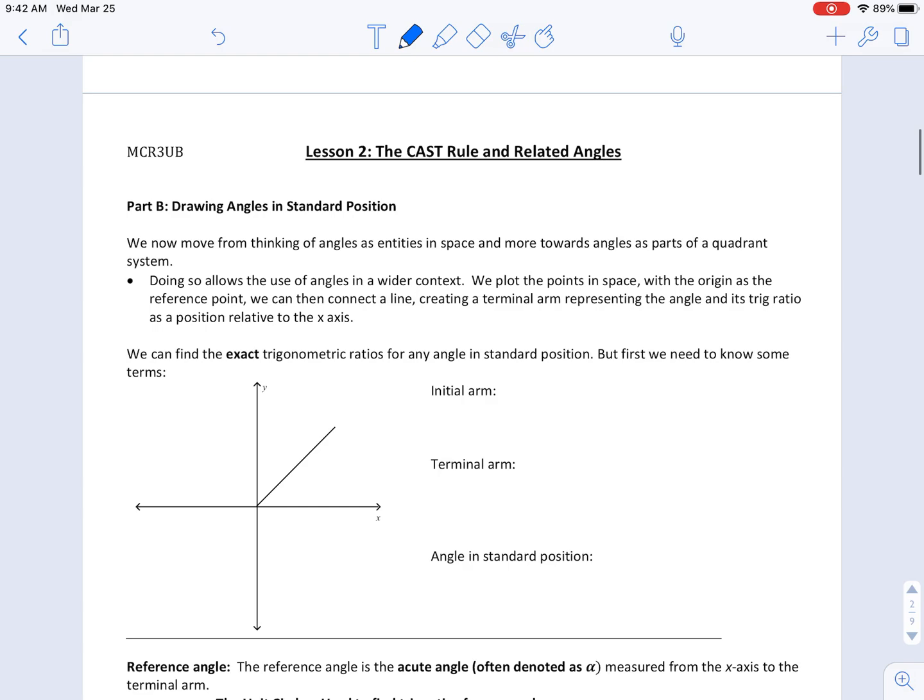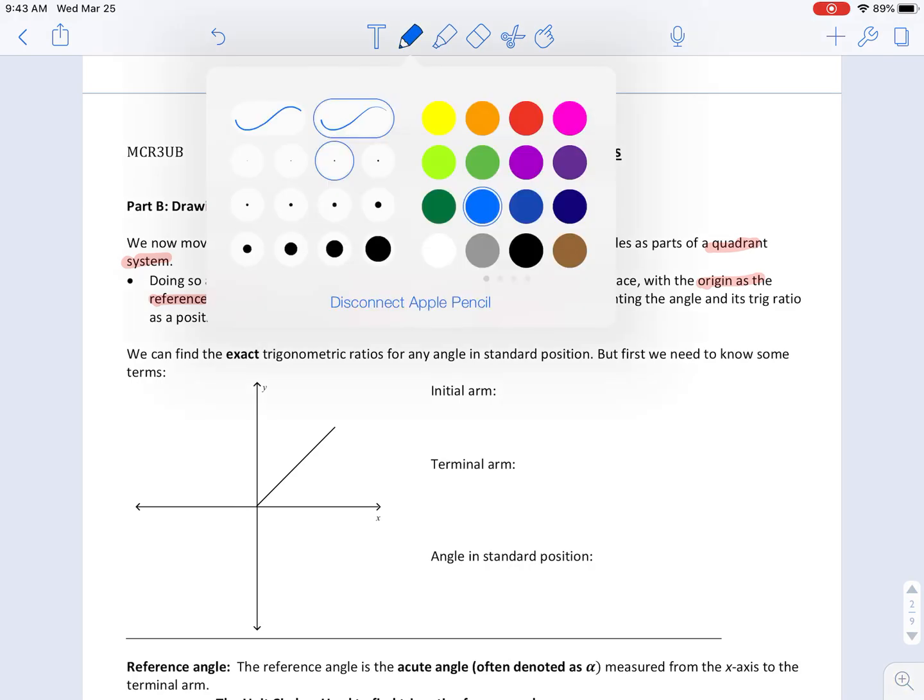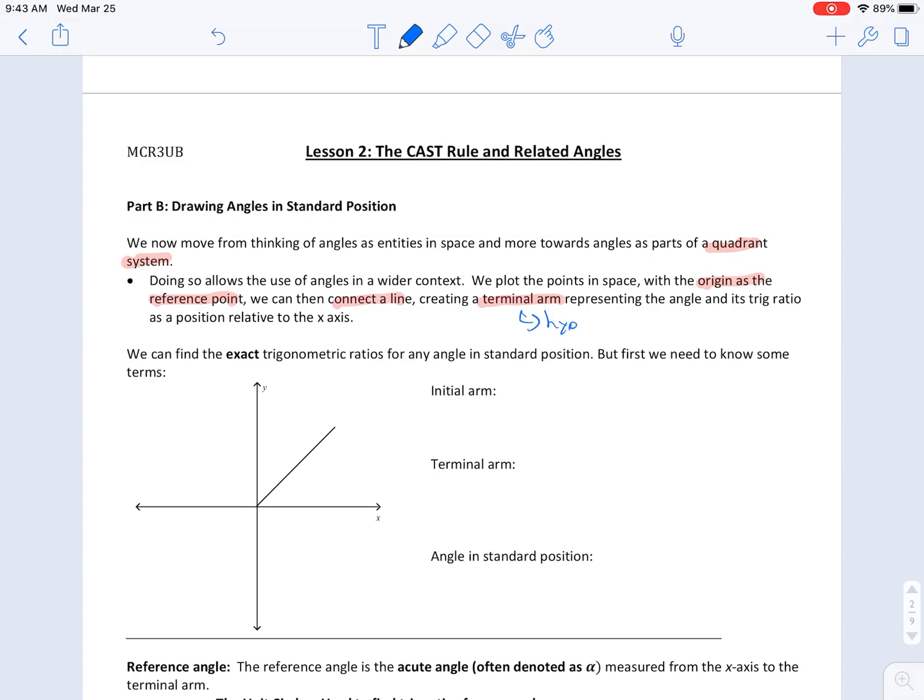So some language before we move on. As I said, we're moving away from just thinking of angles in space towards angles in some quadrant system. That allows us to look at angles in a bigger context, and we'll explore that in this unit. We can plot points in space with the origin as the reference point, and then we connect a line just like we did, creating what's called the terminal arm. Another name for the terminal arm in all of these is just the hypotenuse. And we'll create an angle that connects to the x-axis.